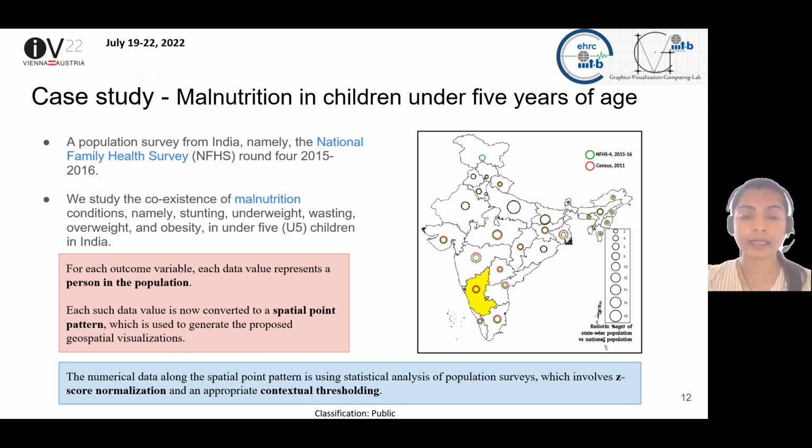We first visualize the state-wise population distribution for the NFHS survey against the statewide distribution of the latest official census, taken in 2011, in the states. We conclude that the sample size from the NFHS for under 5 is roughly proportional to the population in the states.